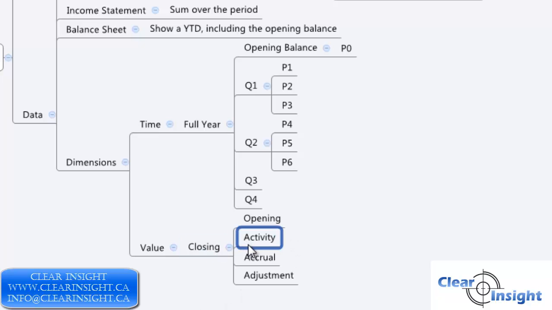Also, if we were to look at a balance sheet account, well, the opening balance, well, that's just the period before. So we can put a little rule there to give us that. The activity, well, we know that's wherever we're loading in from our source system or whatever we're having users enter. So what's happened in that period. Accruals could be things that happen on top of that. Similarly with adjustments to give us our closing balance.